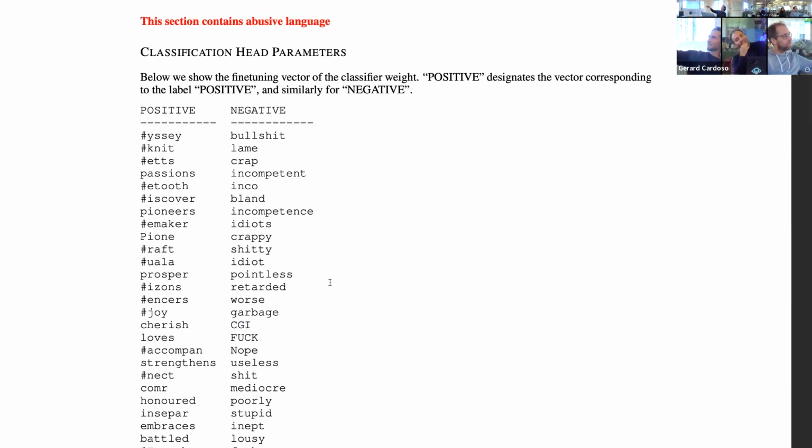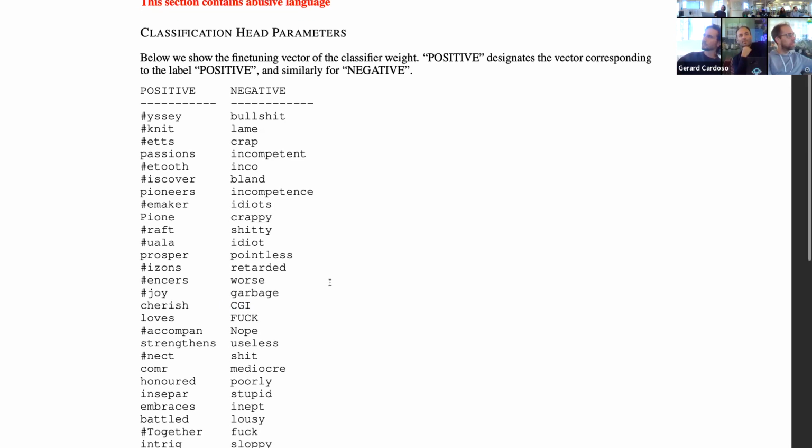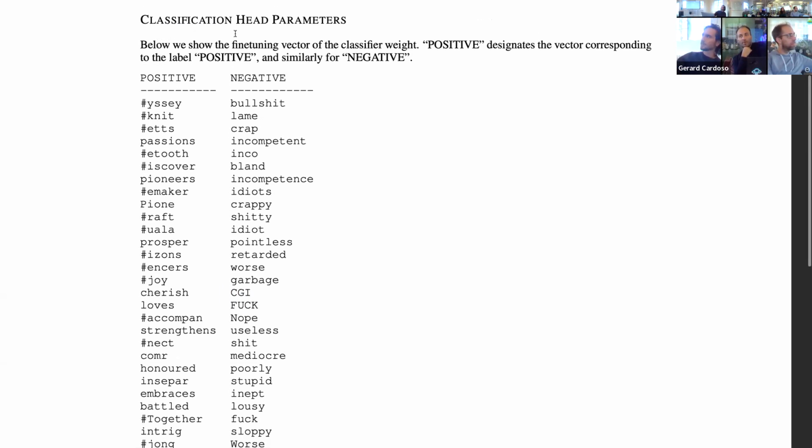So basically what they do is they look at the fine-tuning vector for, well, which vector do they take to label positive and negative? It says, for the whole sentence, right? It means the embedding for the whole description. What vector do they take? So we show the fine-tuning vector of the classifier weight. Is that the final layer?